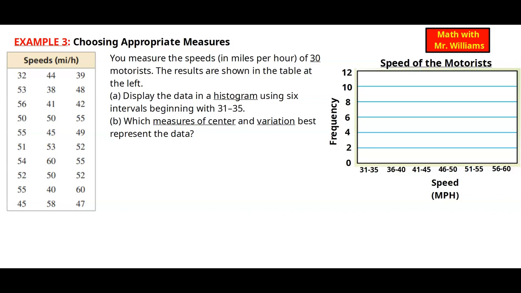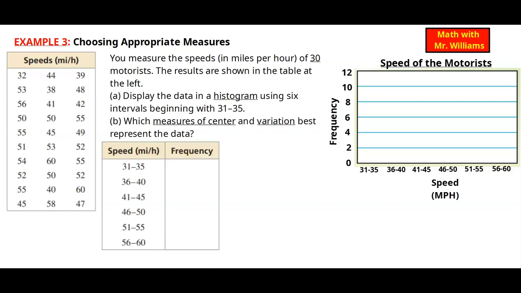So first things first, we need to display our data in a histogram. But in order to do that, we need to make a frequency table. All right, so now we're going to count out of this box how many numbers represent each speed. So from 31 to 35, if we go through our numbers here, we see we only have one number that fits. Then from 36 to 40, we only have 3.